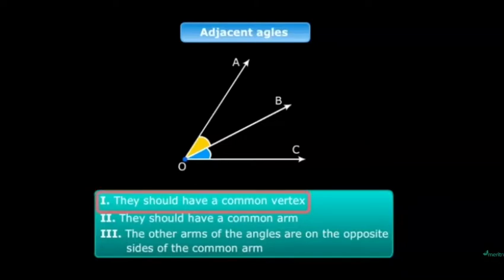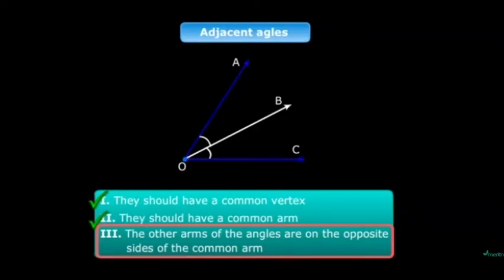Let's test for the first condition. These two angles have a common vertex, that is O, fine. So the first condition is satisfied. Second condition, they have a common arm OB, right? So the second condition is satisfied as well. And the other arms have to be on the opposite sides of the common arm. So OA and OC, as you can see, are on the opposite sides of the common arm OB. So these two angles, AOB and BOC, are adjacent angles.